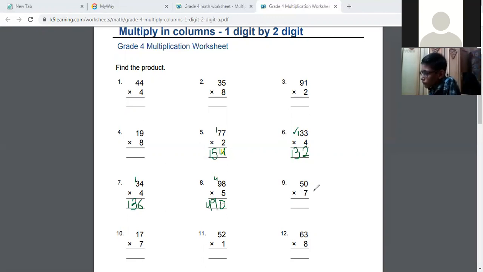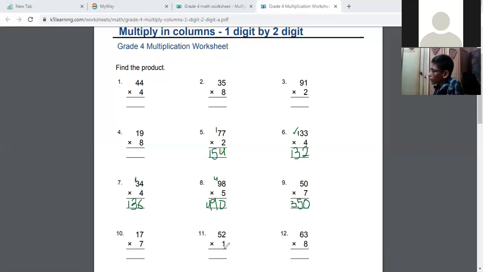Next question. 7 zeros are 0. 7 zeros are 0. Very good. 7 fives are 35. Okay.